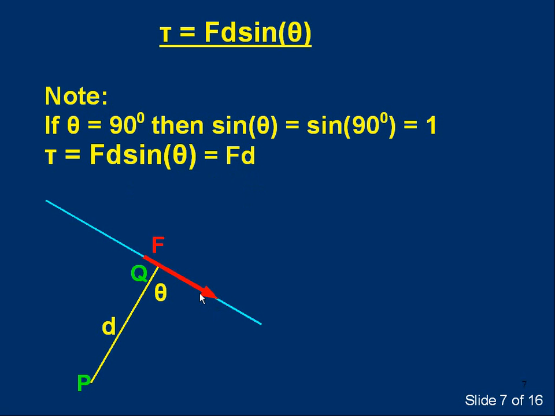Let's just draw that. It means that if point P is here and point Q is up here, so that we get an angle of 90 degrees, then it's a simple situation where Fd sine theta would be Fd times sine 90. And that would simply leave us with force times this distance, if theta is 90 degrees.